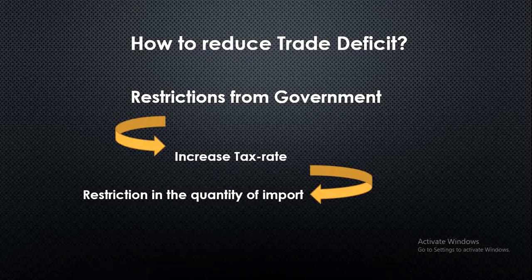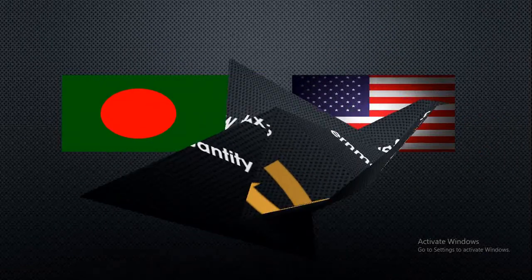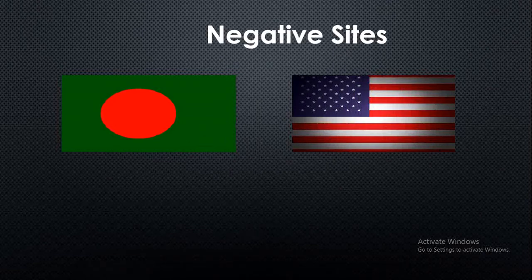So this ultimately brings some kind of negativity for the country. This creates a kind of negative vibe for the countries. So there are some negative sides. Let's see how it happens. When the Bangladesh government brings restrictions on Bangladesh's imports, Bangladesh is going to import less. This is going to ultimately hamper the economic condition of the USA, because Bangladesh is going to import less from the USA.